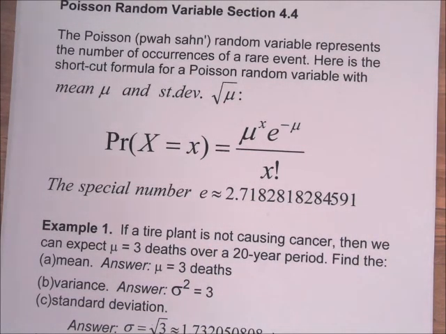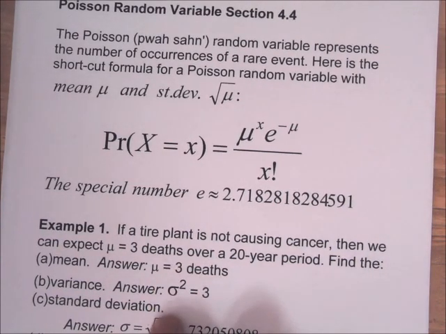Okay, so the mean is 3 deaths, that's mu. The variance, sigma squared, would also be 3. For the Poisson, the mean is the same as the variance. Standard deviation is the square root of the variance, square root of 3, approximately 1.732.